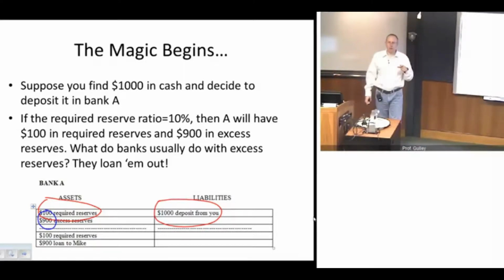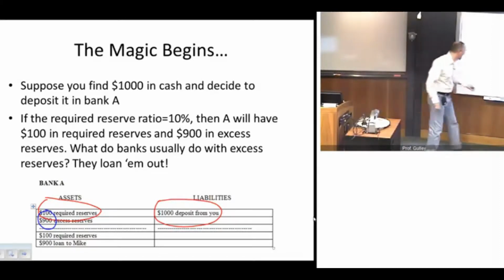Now, under ordinary circumstances, what would a bank do with that $900 of excess reserves? They'll do what banks were invented to do. They would make a loan. Let's suppose they make a loan to somebody named Mike. How does their balance sheet change? Nothing on the right side changes because they still owe you that $1,000. However, the left side, the asset side, changes. They still have the $100 in required reserves, because they still have your $1,000 deposit.